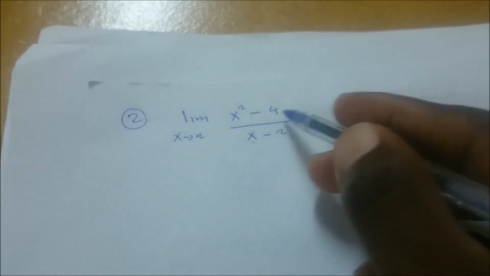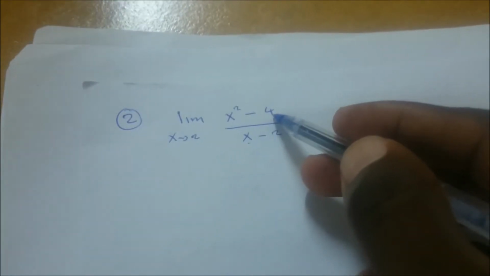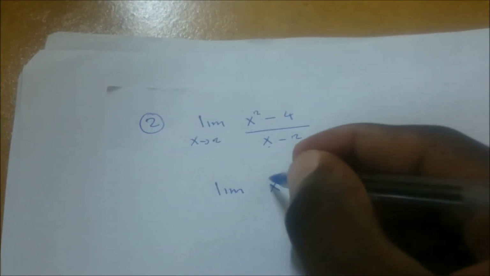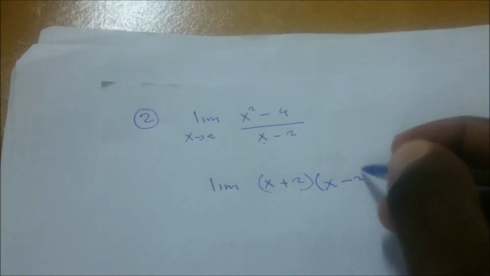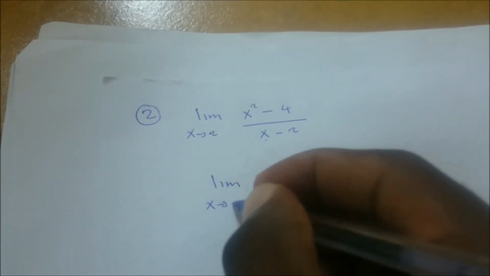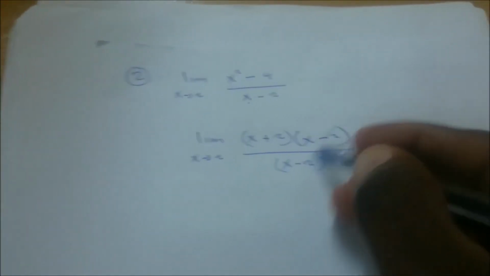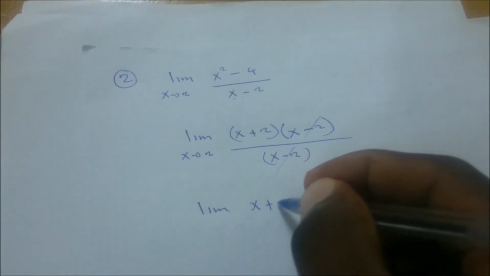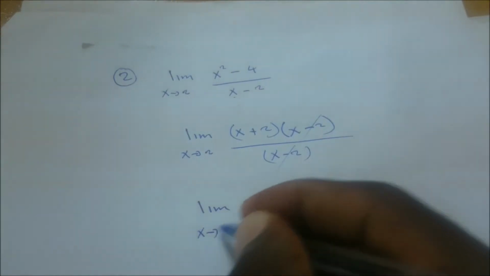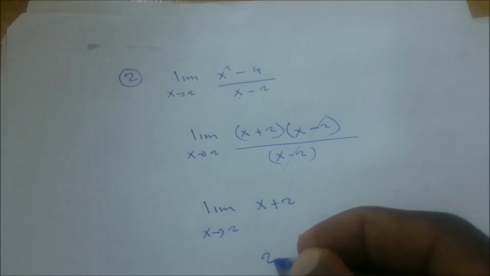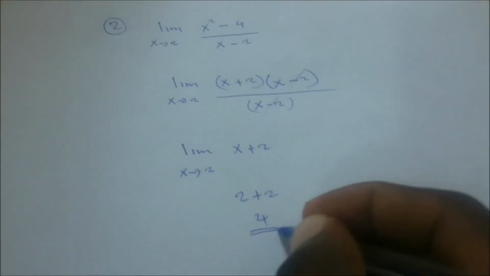Factorizing this, you can see that this is the difference of two squares. So this one will be the limit of x plus 2, x minus 2 over x minus 2 as x is approaching 2. Then these guys will go. They are the same one. So we're just going to remain with the limit of x plus 2 as x is approaching 2. Now can we substitute here? So therefore our limit will be 2 plus 2, which is equal to 4.